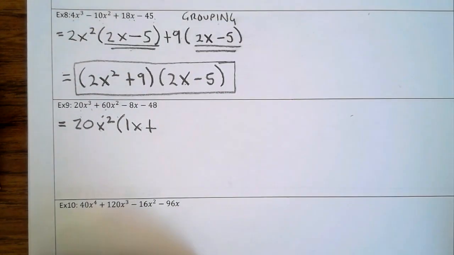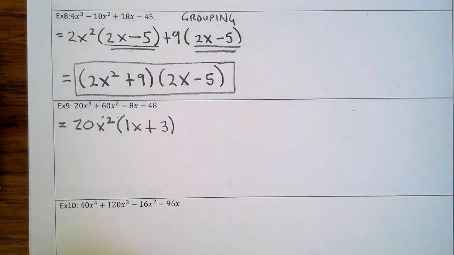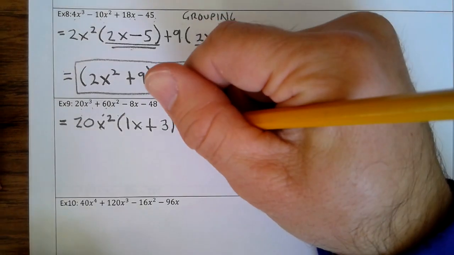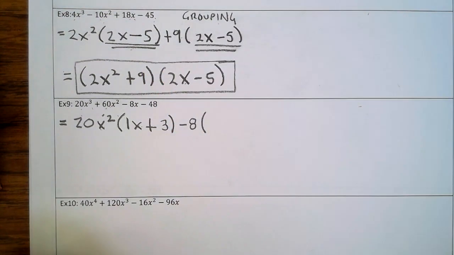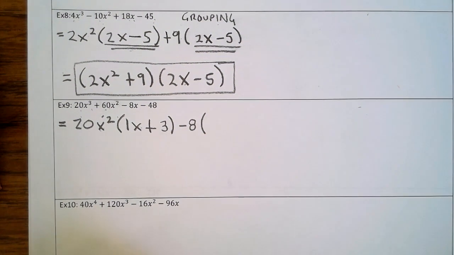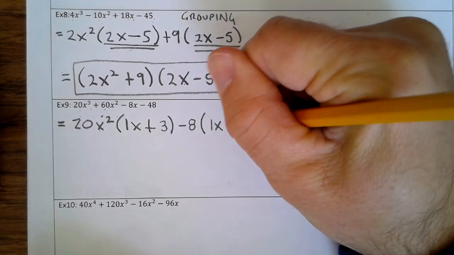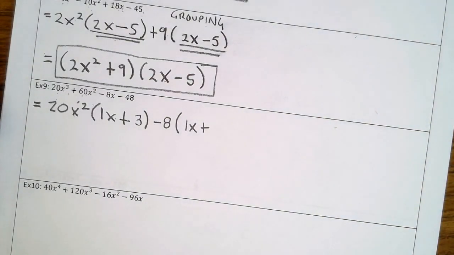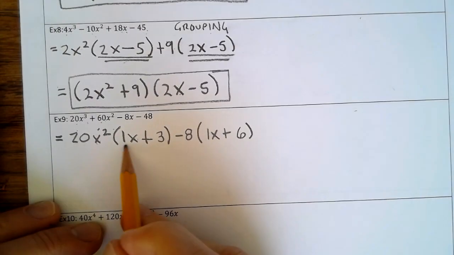Now here it looks like we can factor out a -8, I think. Now here, that leaves 1x plus 48 is 6. These are not the same, so it's not factorable by grouping.